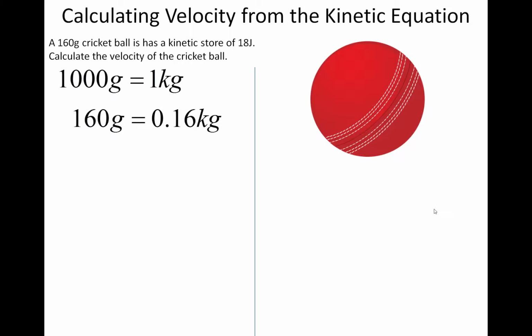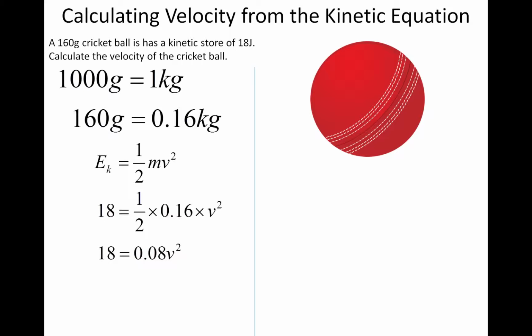What we do next then is plug in the numbers. Substitution. We have EK equals a half mv squared, so we're going to replace the E with 18, and we're going to replace the m with 0.16. So this gives us 18 equals a half times 0.16 times v squared. A half times 0.16 is 0.08. So we now have that 18 equals 0.08 v squared.